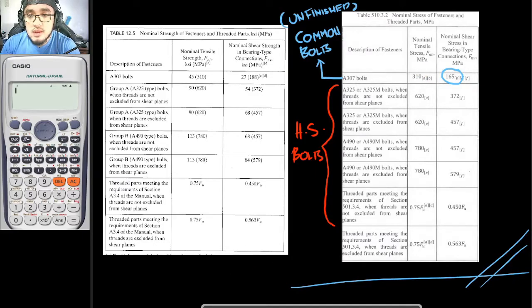So the tensile strength of your A307 bolt is to be 310, and the nominal tensile strength of your A325 bolts is to be 620, and as for your A490, that is to be 780 megapascal. So that's all for that. So, proceeding.